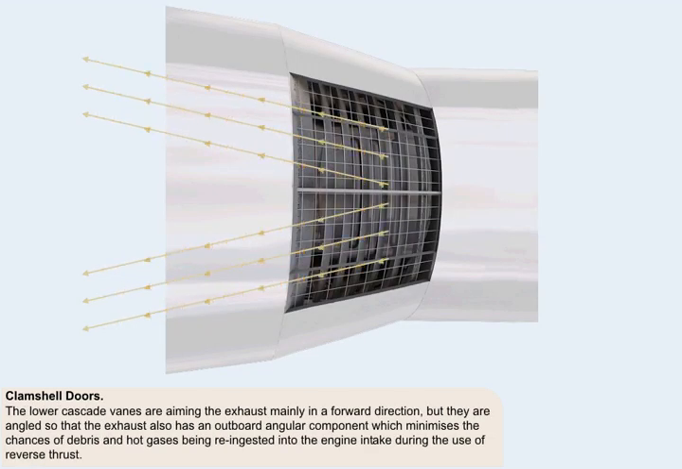The lower cascade vanes are aiming the exhaust mainly in a forward direction, but they are angled so that the exhaust has an outboard angular component as well. This outboard angular component minimizes the chances of debris and hot gases being re-ingested into the engine intake during the use of reverse thrust.